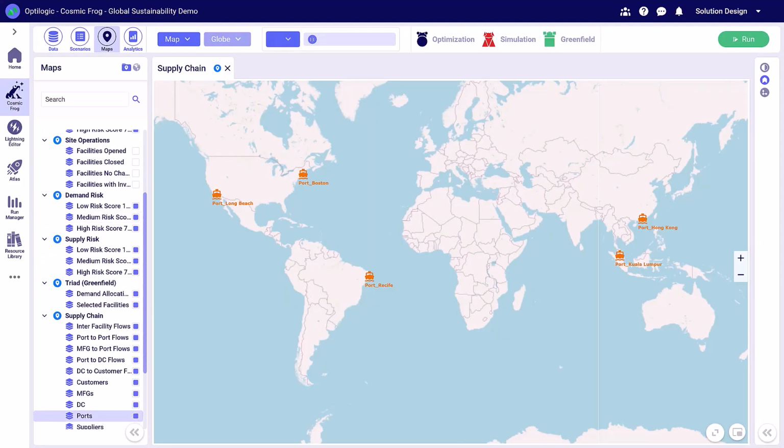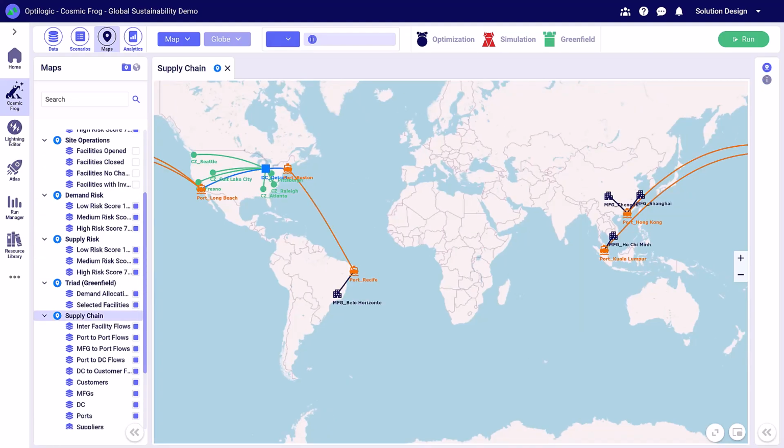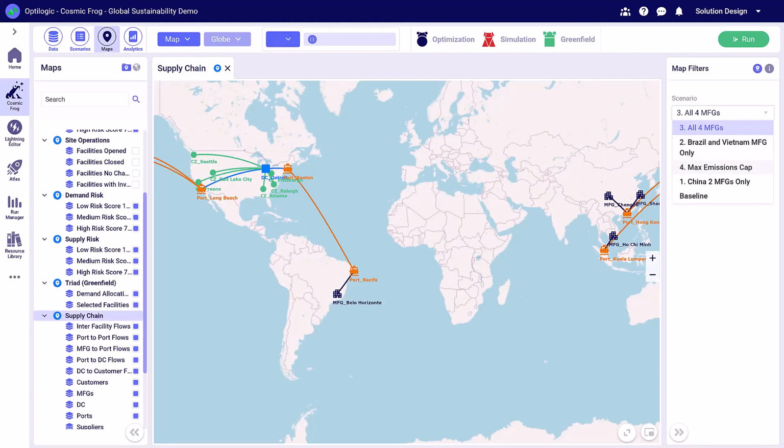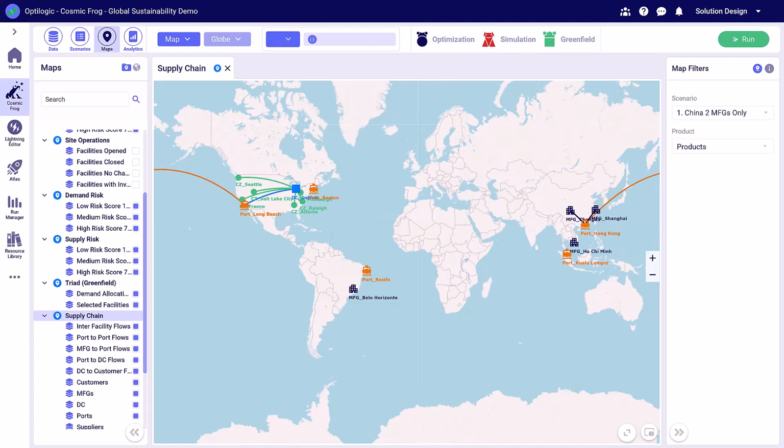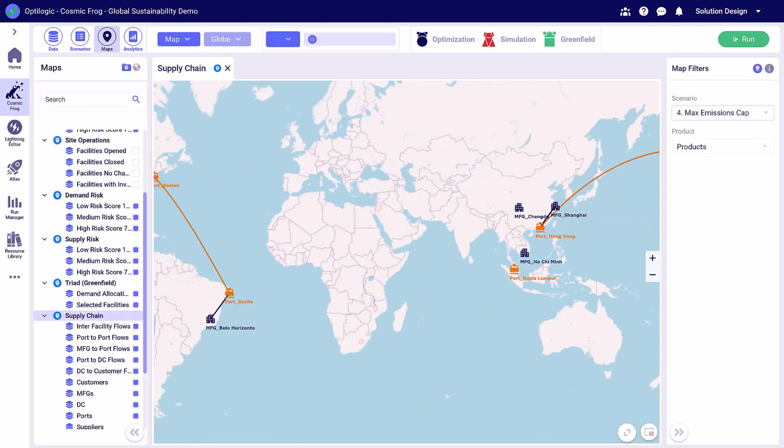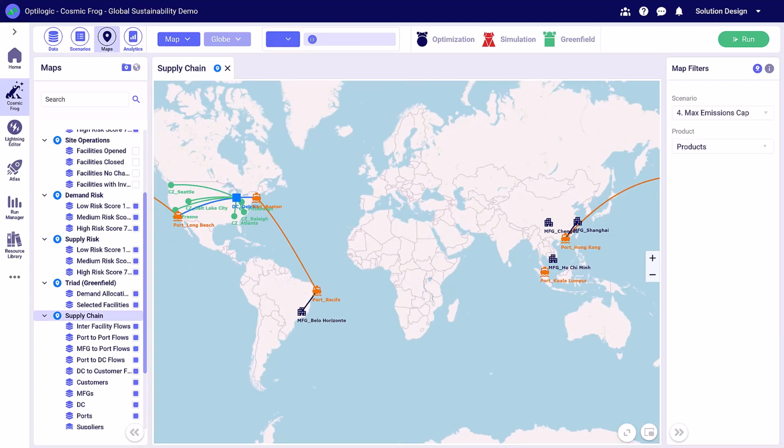After running our scenarios, we can begin our comparison on the map section again. Here we can compare all 4 of our scenarios from a product flow, sourcing, and distribution perspective. We started out with the baseline, and now we look at the China-only scenario, where you see that our manufacturers in Chengdu and Shanghai are the only manufacturers producing in this scenario. Alternatively, we can exclude China and only source from our manufacturers in Vietnam and in Brazil. We can also get our answer to what should the network look like if we put that carbon emissions cap on the network. In this case, we utilize our manufacturers in Shanghai and in Brazil.